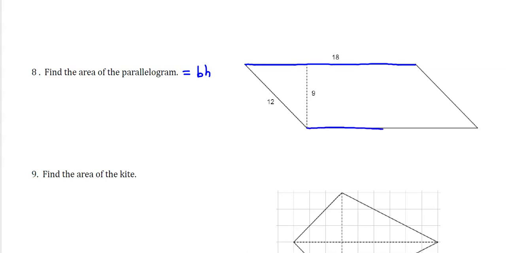So both of these sides, since it's a parallelogram, have to be 18. So there's no need to average them. The base is 18. The height is 9. This one's just plug and chug. That's 90 and 72 is 162.